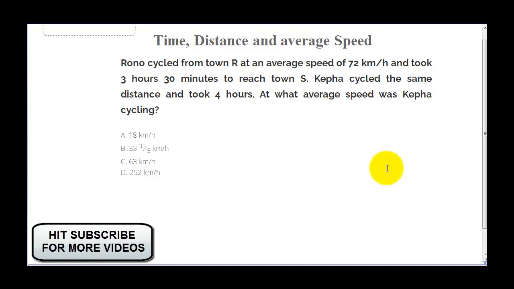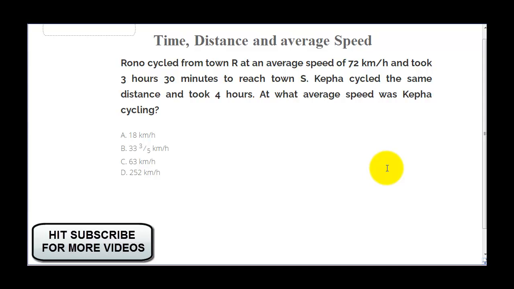Now, this particular question says, Bruno cycled from town R at an average speed of 72 km per hour and took 3 hours 30 minutes to reach town X. Kefa cycled the same distance and took 4 hours. At what average speed was Kefa cycling?